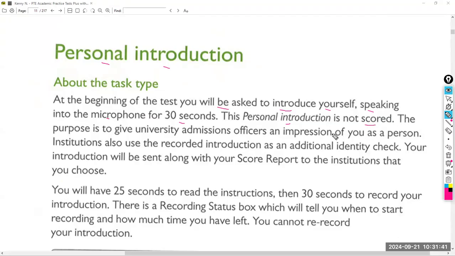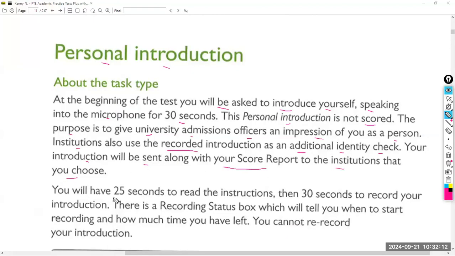For institutions and universities. So the purpose is to give university admissions officers an impression of you as a person. Institutions or universities also use the recorded introduction as an additional identity check. Your introduction will be sent along with your score report to the institutions that you choose.